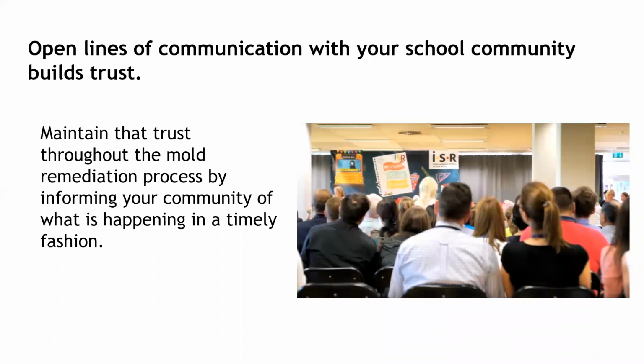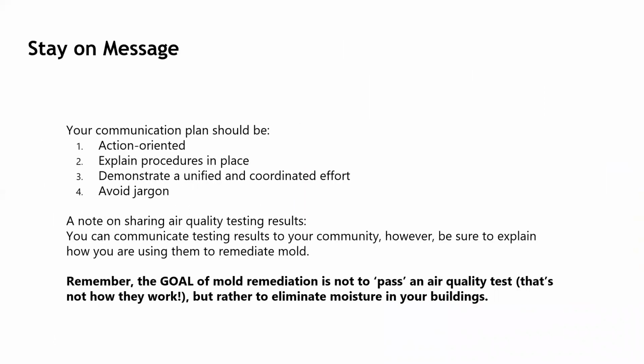Okay. So also stay on message. When you are communicating, you want to focus on what actions you're taking. It's not about assigning blame. It's not about naming folks. It's about what action you're going to take moving forward. You want to explain what procedures you have in place. A lot of schools already have procedures for how to deal with mold. Outline them to show your community that you have a plan to address mold.